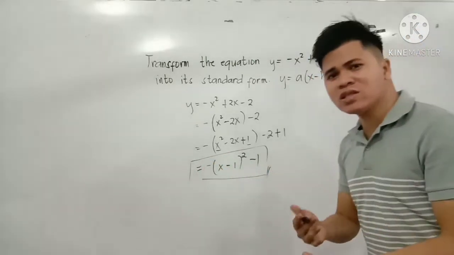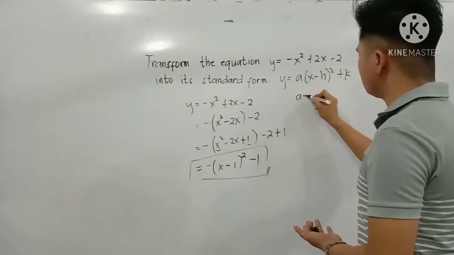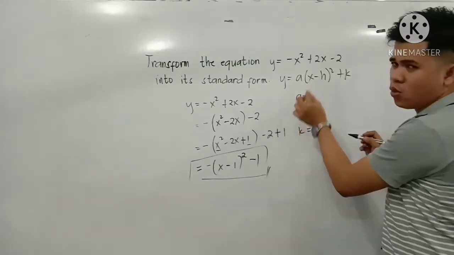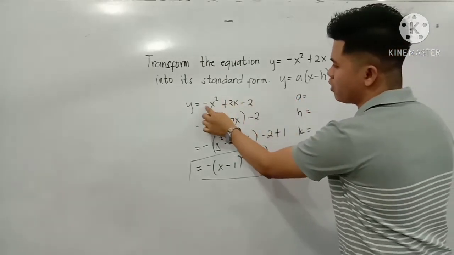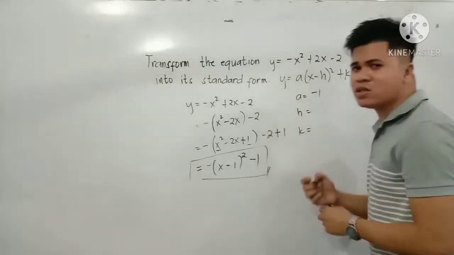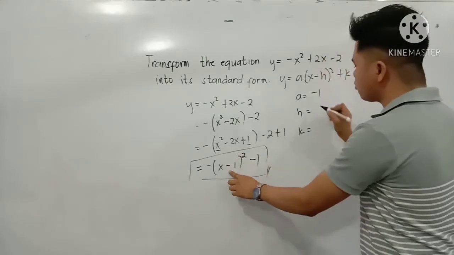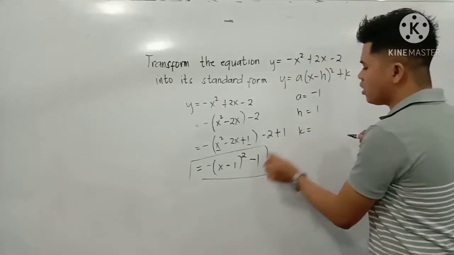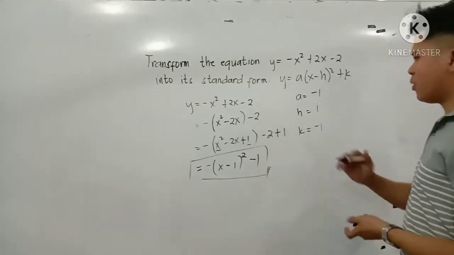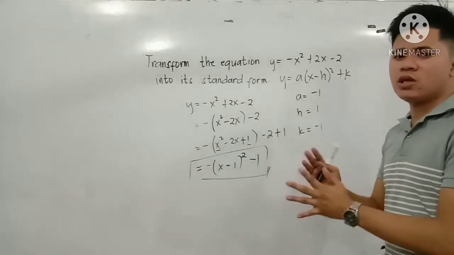Now, if you're going to ask the value for a, h, and k, simply, our a is the coefficient of our quadratic term, which we have here as negative 1. So, our a is simply negative 1. And our h is the additive inverse of the constant of our binomial. We have here negative 1. The additive inverse is positive 1. Then our k is simply the constant. So, negative 1. Simple as that. Okay, so I hope this is clear.